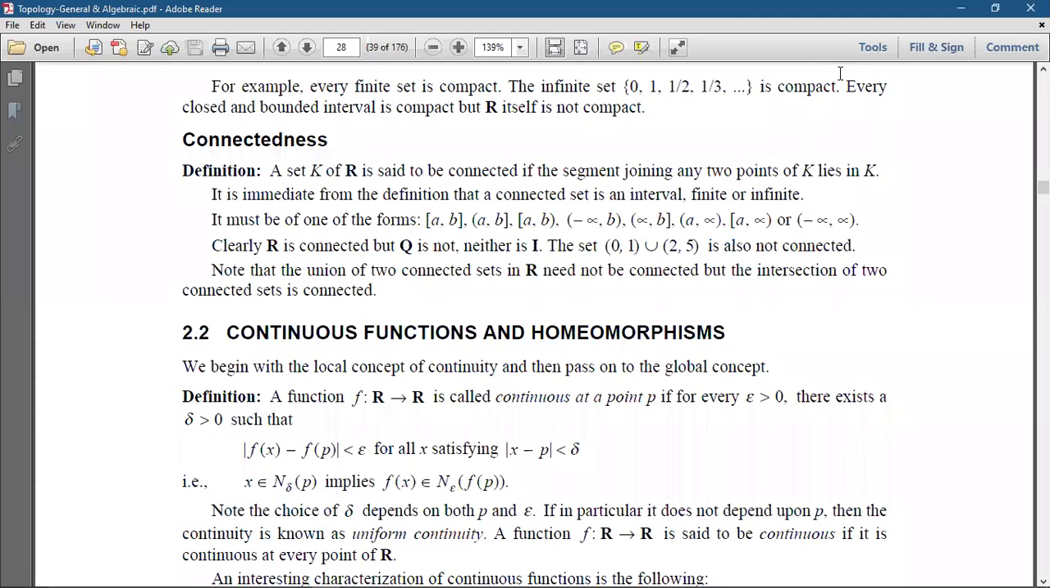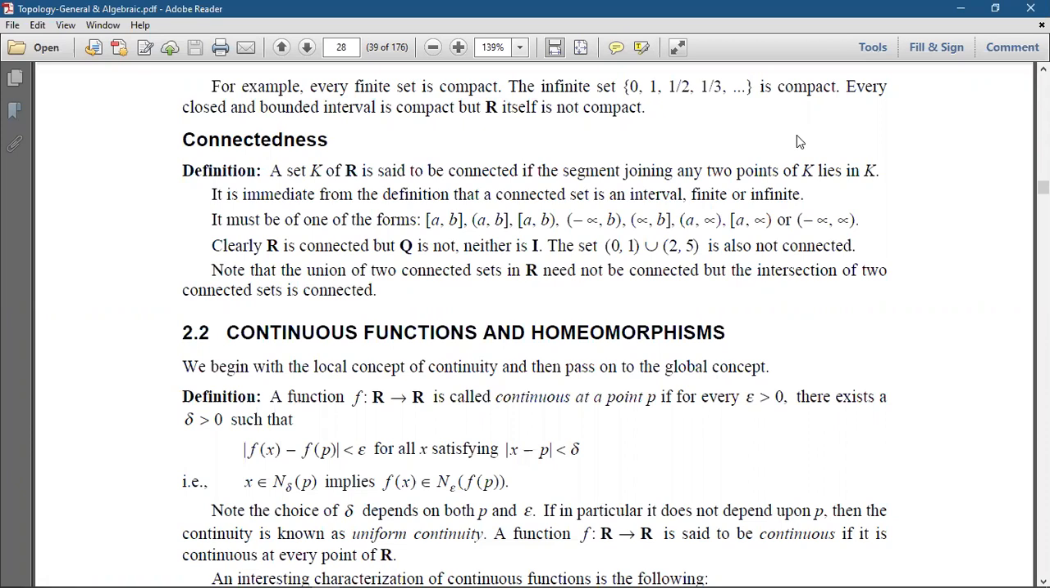For example, every finite set is compact. That means if a set is finite, then it must be compact. The infinite set 0, 1, 1/2, 1/3, and so on is compact. Every closed and bounded interval is compact, but R itself is not compact. R is closed as well as bounded, but it is not compact. Every closed and bounded interval is compact, and the Heine-Borel theorem also says that.